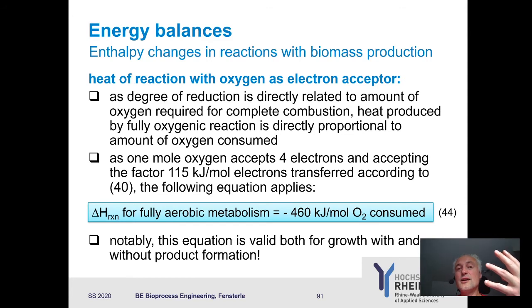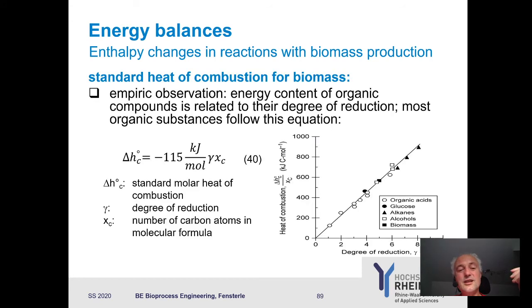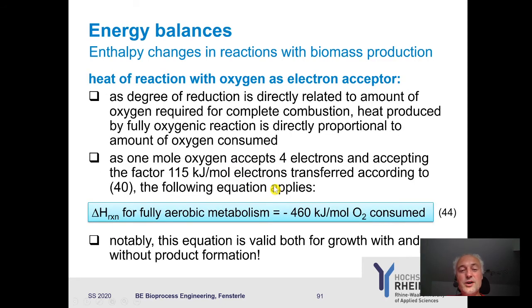So one O2 molecule which I bring into my reaction will capture 4 electrons. In other words, it corresponds to a degree of reduction of 4, and I can directly use that. So I can calculate the heat of reaction simply by using this minus 115 kilojoule per mole and multiplying it by 4 per mole of oxygen. And then I have it. And this is very cool. This is one of the most important equations for you here, and it's a very simple one.